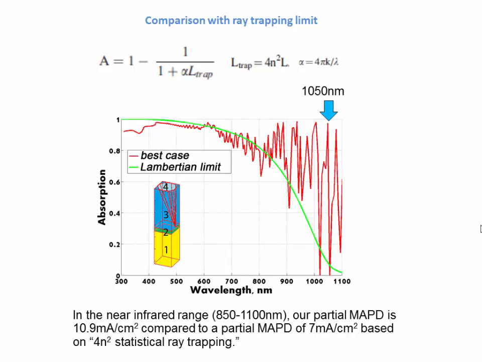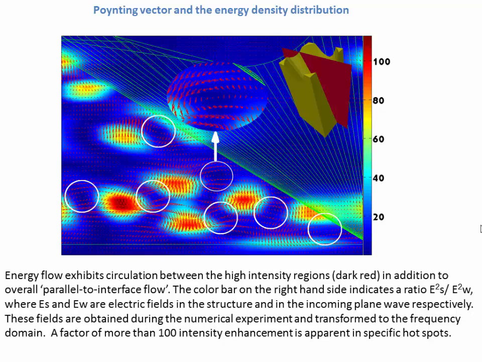Why does it occur? Because we can't ignore the wave nature of the light in this region. You see here very strong absorption peaks where the intrinsic absorption of silicon is really weak. So in order to elucidate the nature of these peaks, we plotted, exactly at these wavelengths which correspond to the maximum of one of those peaks, the Poynting vector and energy density distribution for this structure in the slice shown in the inset.